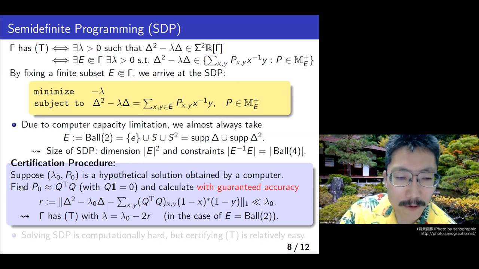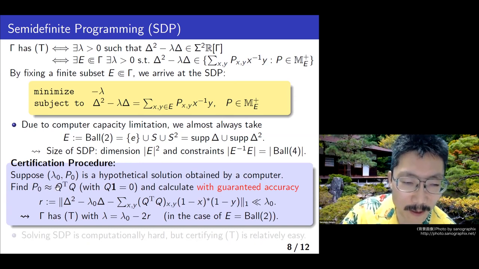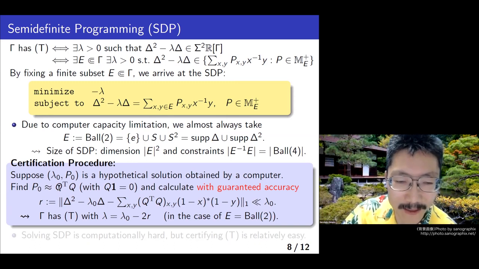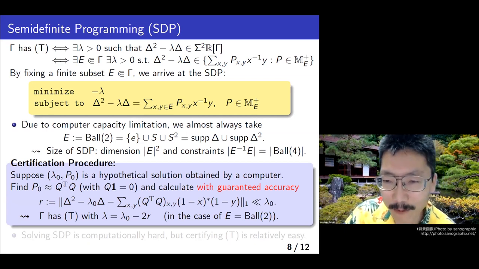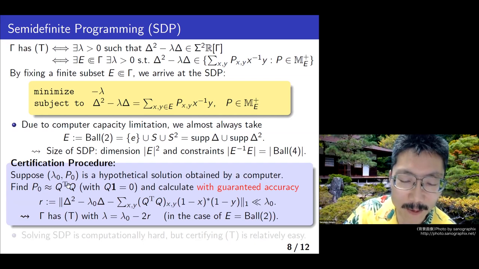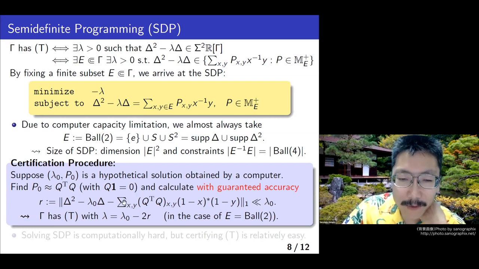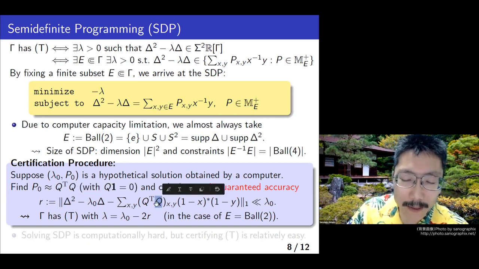Then we proceed as follows. In fact, we can just take the square root. Square root is not good by computers, but anyway SDP is worse, so square root is not really the bottleneck. We take the square root of P naught. And even if P naught is not positive semi-definite, the computer gives you something, a pseudo square root. And then in any case, we compute with guaranteed accuracy the following value. So we have some matrix Q, Q square, Q transpose Q, and delta square minus lambda naught delta, and this matrix.